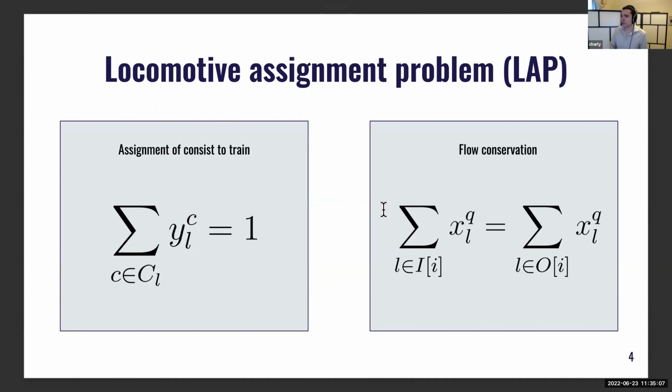So the problem has two main types of constraints: assignment of locomotives to a train, which are binary variables, and flow conservation constraints, which are continuous. And the main idea here is that if we can predict the assignment, the binary variables, then we can significantly speed up the solution time.